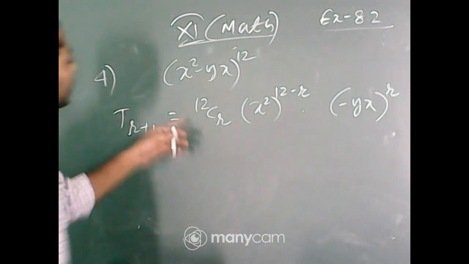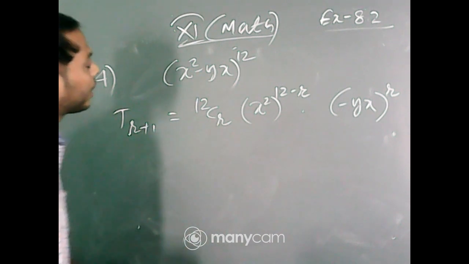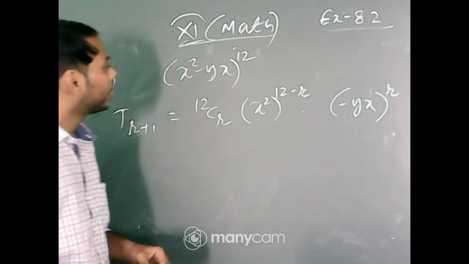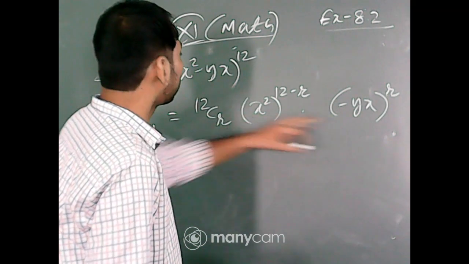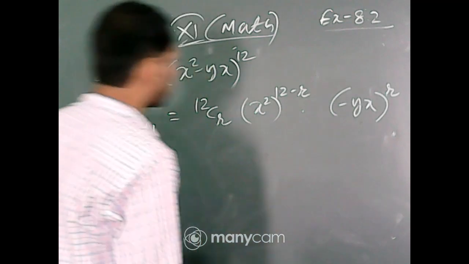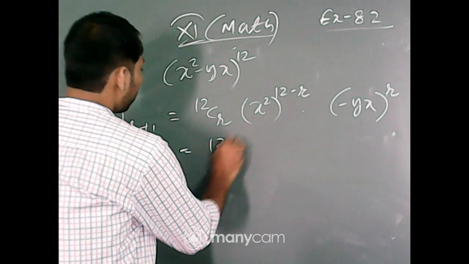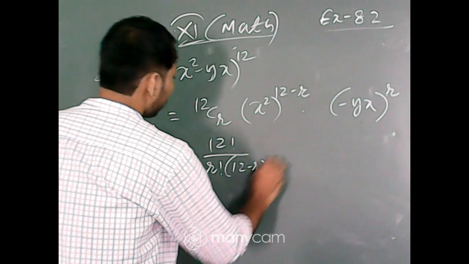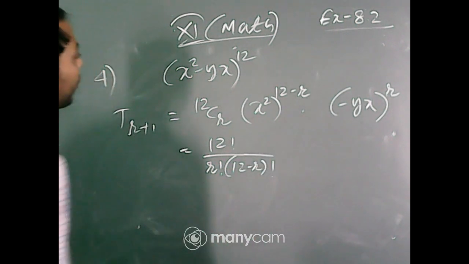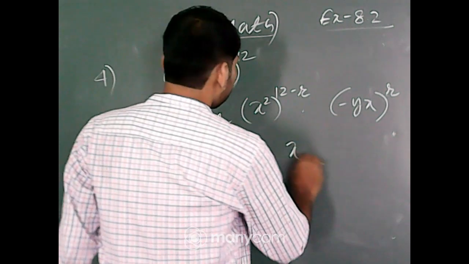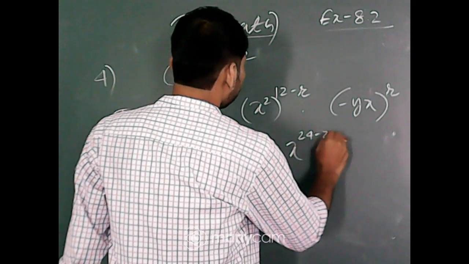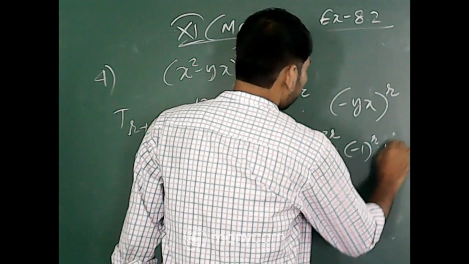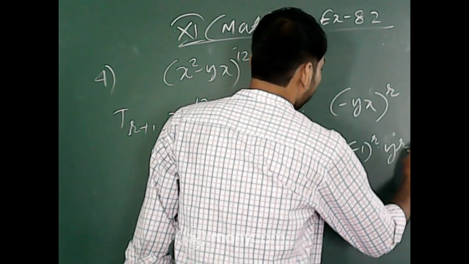The formula is again nCr into a to the power n minus r into b to the power r. Here instead of n we put 12, instead of a we put x square, instead of b we put minus yx. So it will be 12 factorial by r factorial into 12 minus r factorial, then x square to the power 12 minus r, that means it will be x to the power 24 minus 2r, then minus 1 to the power r into y to the power r into x to the power r.